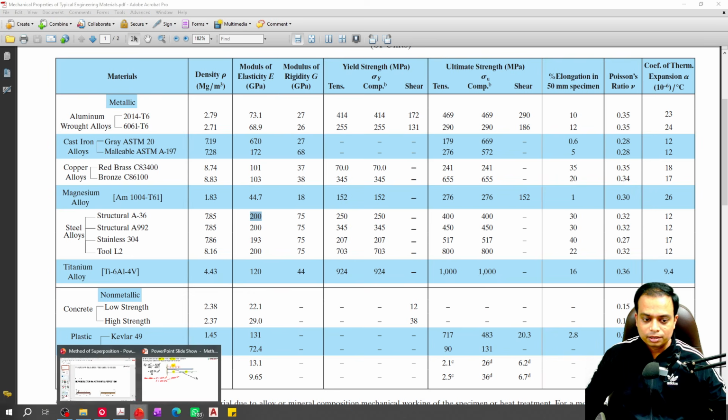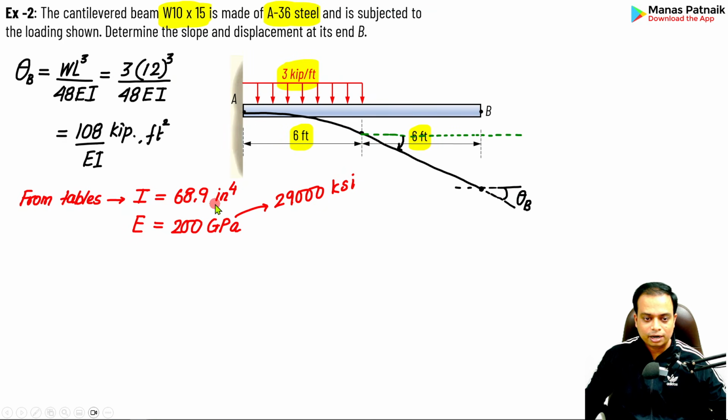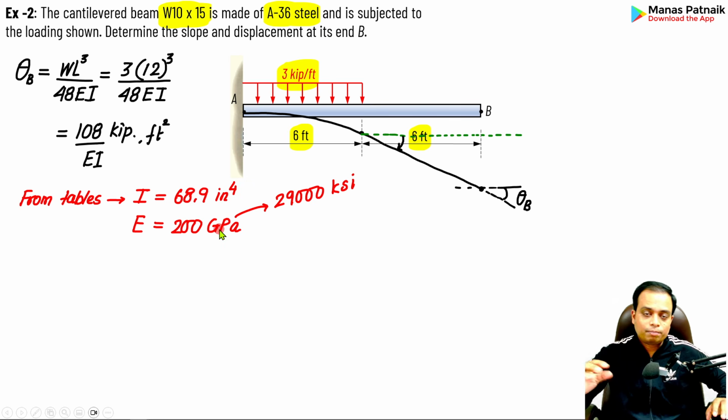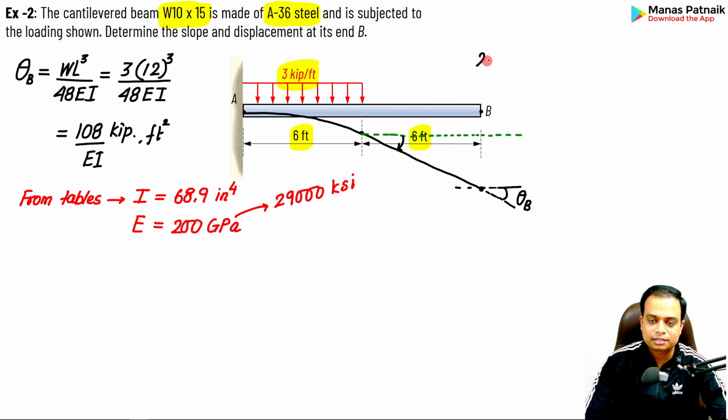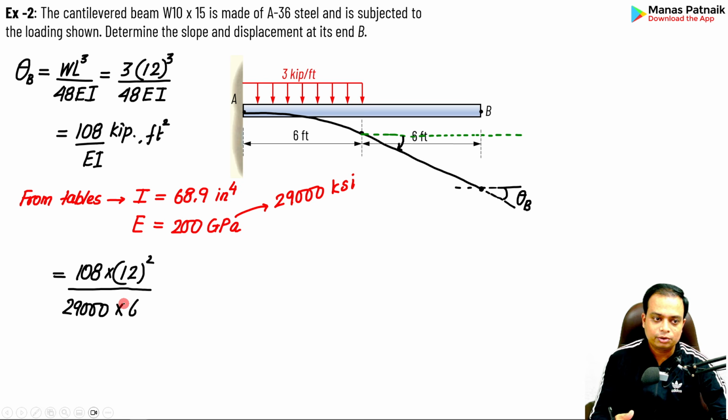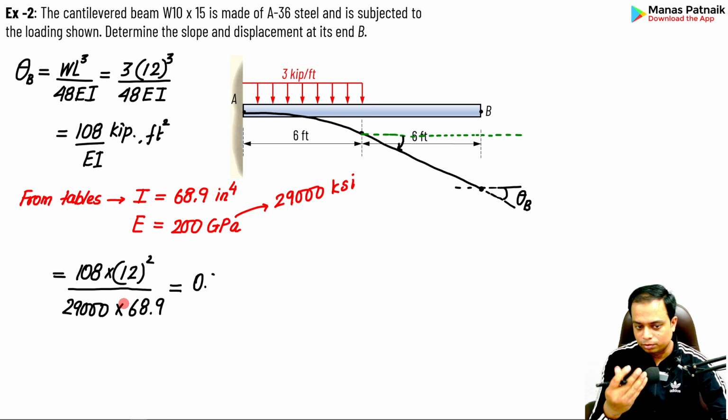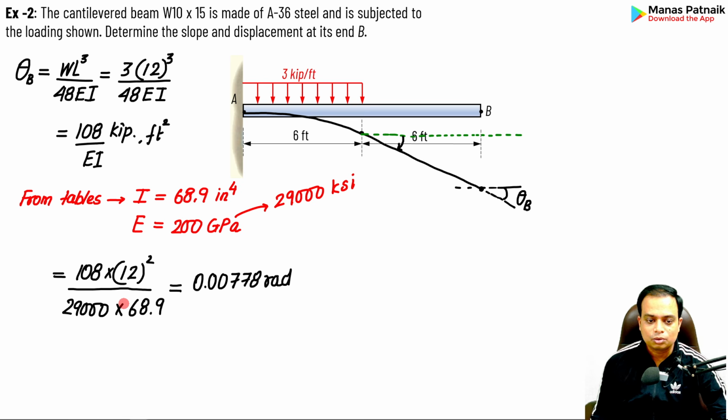Now all you need to do is plug in these two values, that is 68.9 inch raised to the fourth power and 200 GPa. By the way, since everything is in foot, pound and second, you make the necessary conversion from 200 GPa. This will be 29,000 KSI. When I say KSI, it is kilo pound force per square inch. That's the conversion. Now plug in these two values and you get the numerical value of the slope, 0.00778 radians. So that's just the first part of the solution.